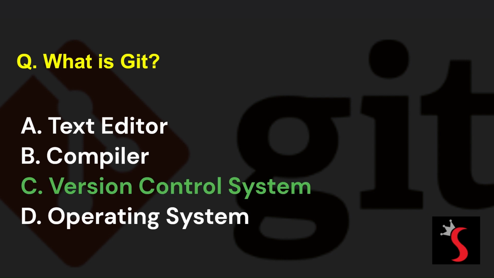And the correct answer is option C, version control system. Git is the free and open source distributed version control system that's responsible for everything GitHub related that happens locally on your computer.